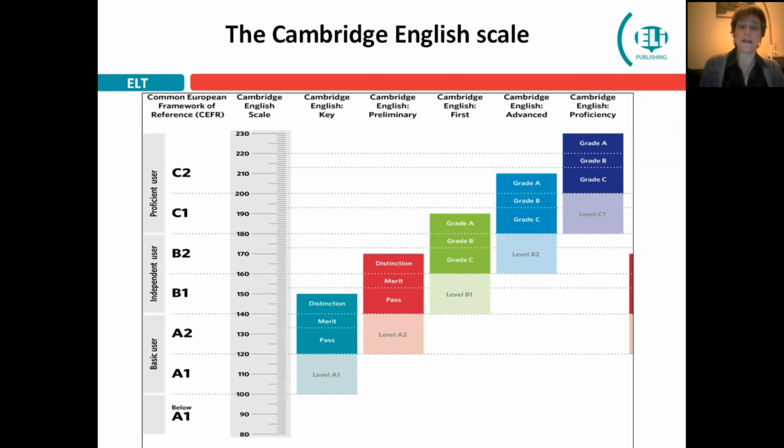Basically, the idea is if a candidate obtains a narrow fail, that candidate will get a certificate but at a lower level. If instead the candidate has performed particularly well with distinction, then that candidate will get the certificate at the next level. In particular, I wanted to look at level B1 Preliminary.